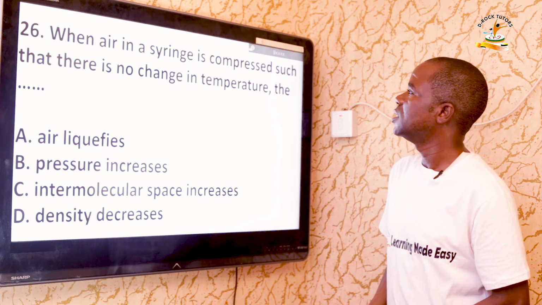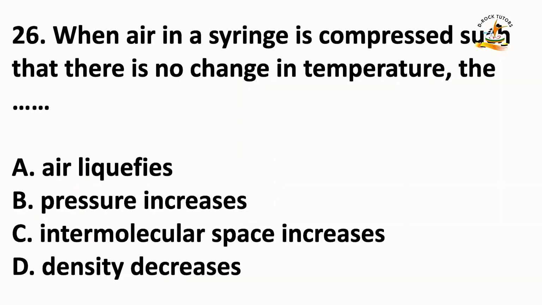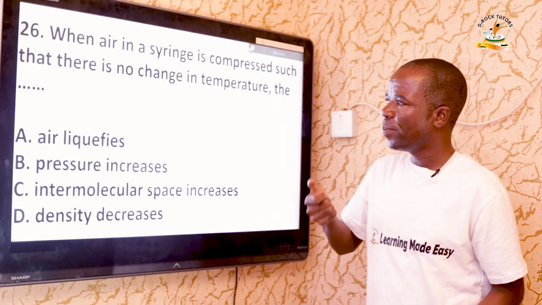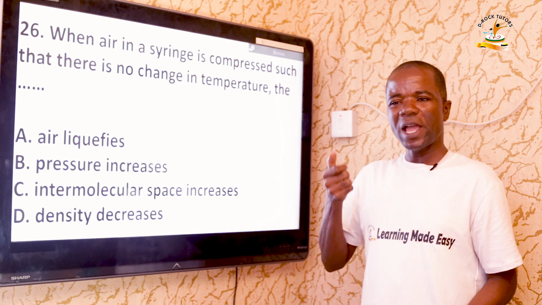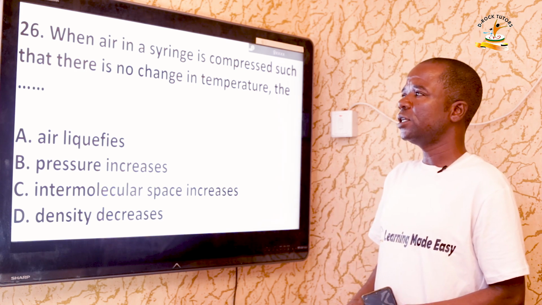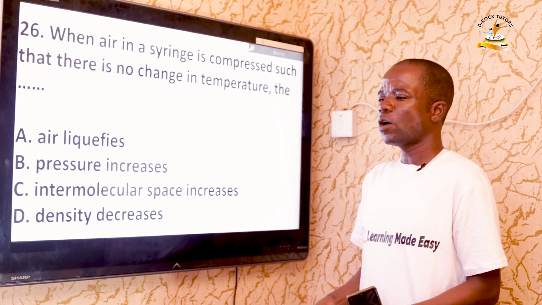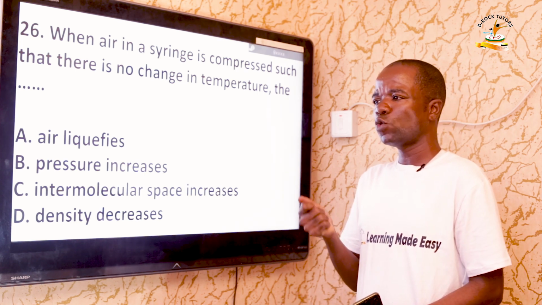Number 26. When air in a syringe is compressed such that there is no change in temperature, that is, temperature is kept constant, that is an example of an isothermal system. Is it A, air liquefies, or B, pressure increases, or C, intermolecular space increases, or D, the density decreases? Whenever we compress air, what are we doing? When air is compressed, it means that the volume decreases.